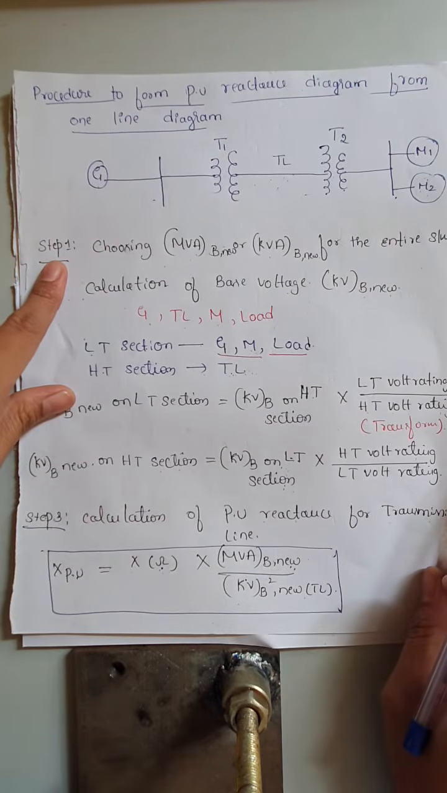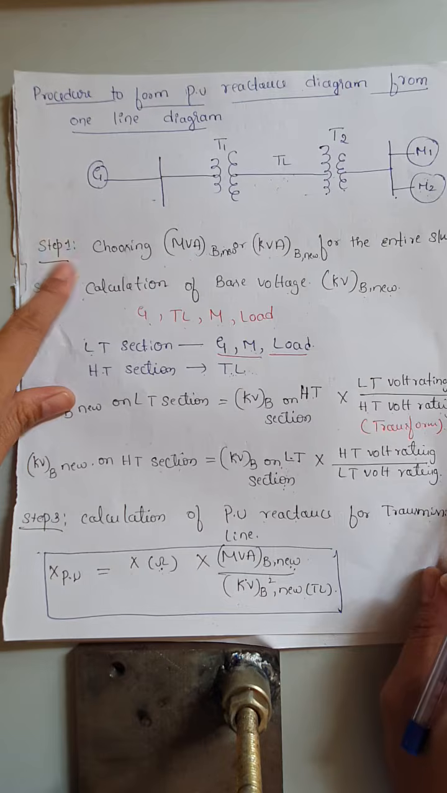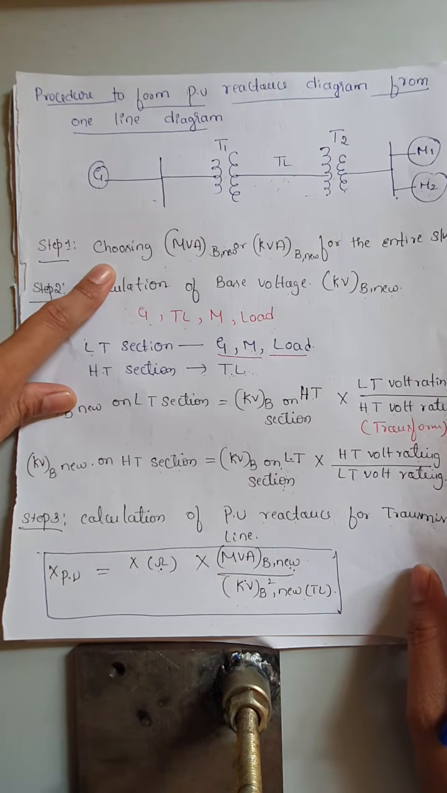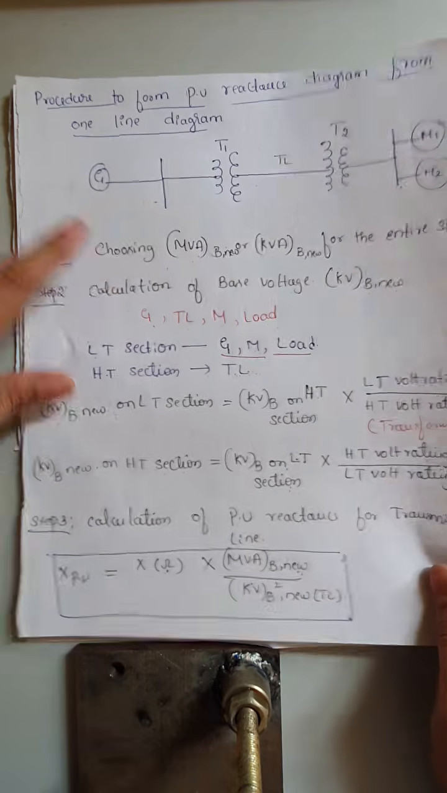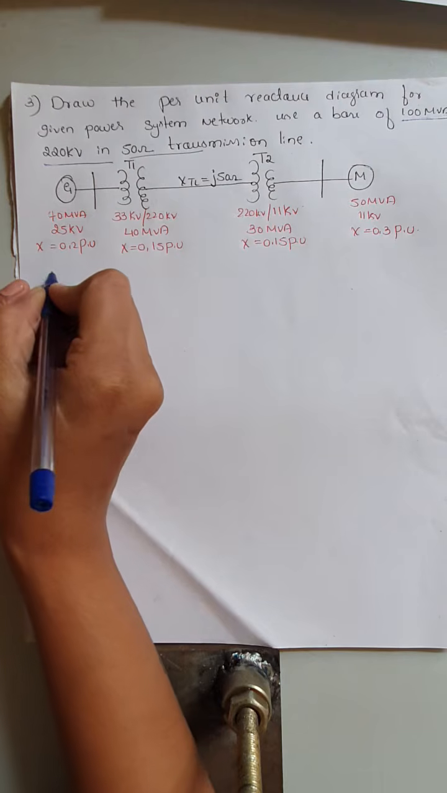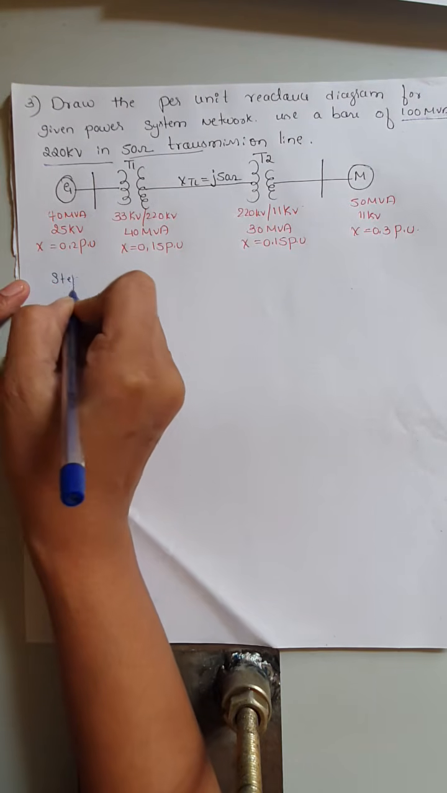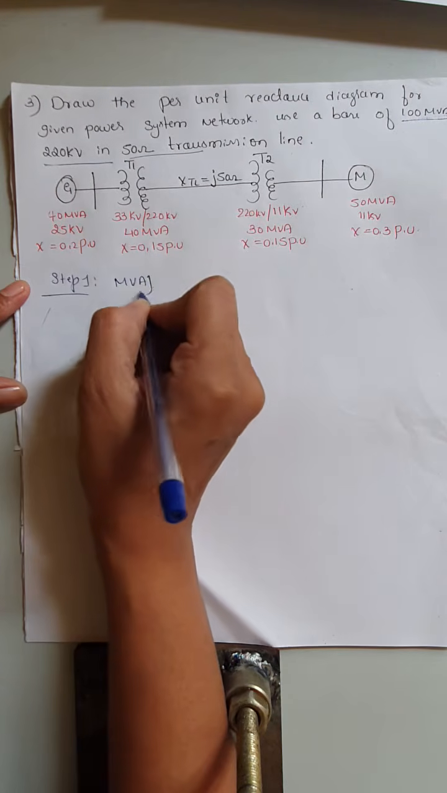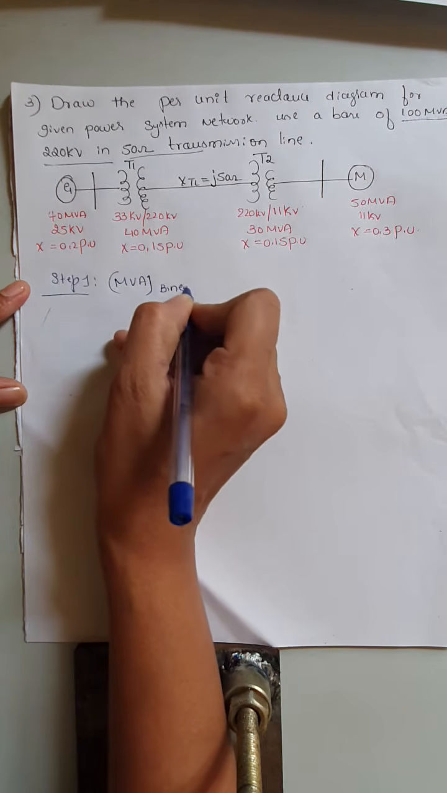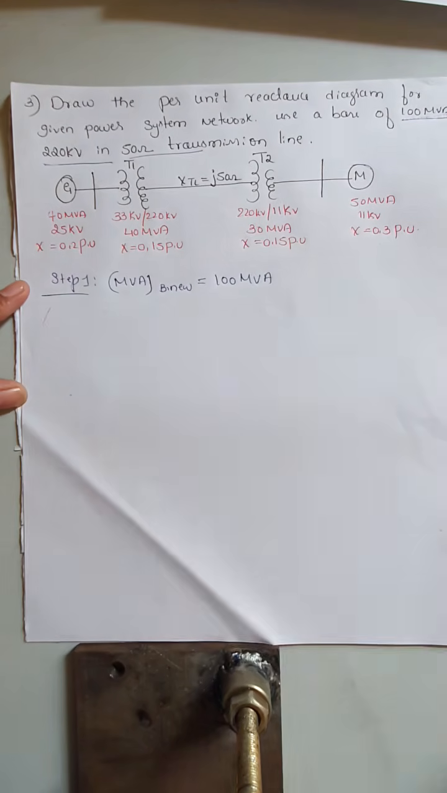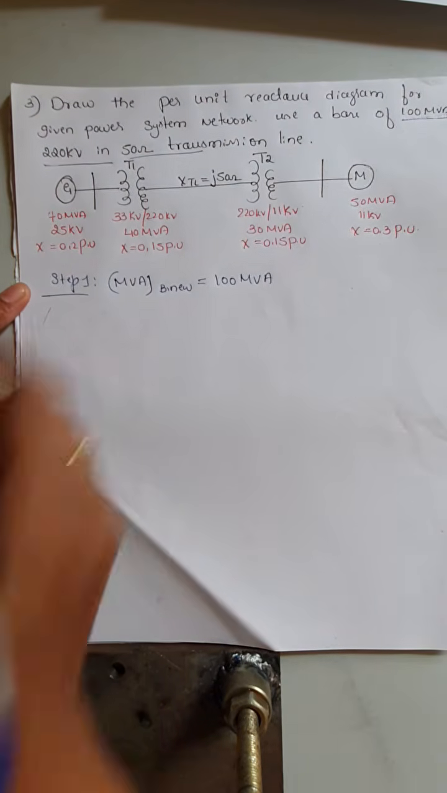Step 1 is choosing the base power for the entire system. Since the transmission line value is given as a base value, the MVA base will be equal to 100 MVA. So step 1: MVA base new is equal to 100 MVA. Next, proceeding with step 2.